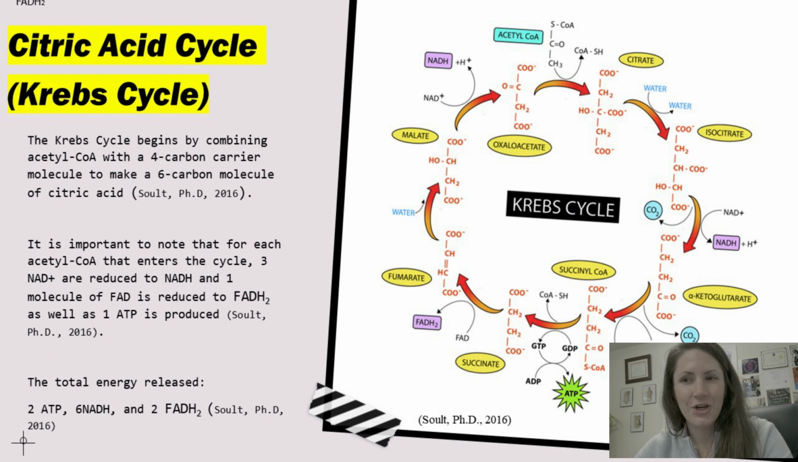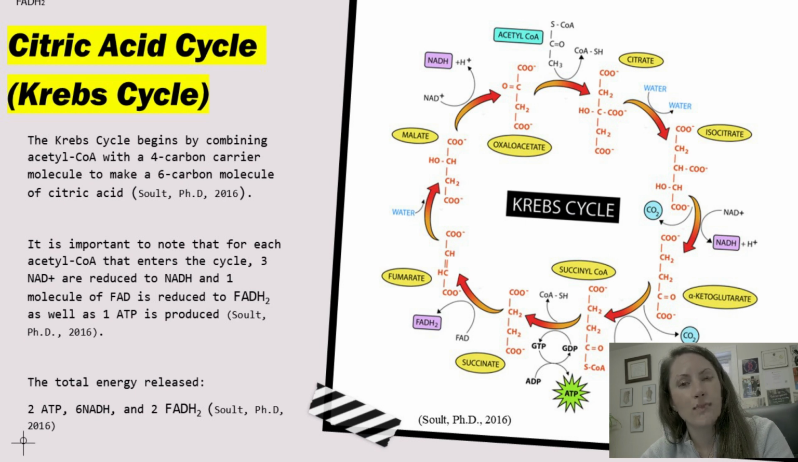Now we're moving on to the citric acid cycle, or the Krebs cycle. The Krebs cycle begins by combining the acetyl-CoA that was created in the previous step with a 4-carbon carrier molecule, which then makes a 6-carbon molecule of citric acid. This citric acid moves through the Krebs cycle in order to gain energy. Now, it's important to note that for each acetyl-CoA that enters into the cycle, 3 molecules of NAD are reduced to NADH. There's 1 molecule of FAD, which is reduced to FADH.